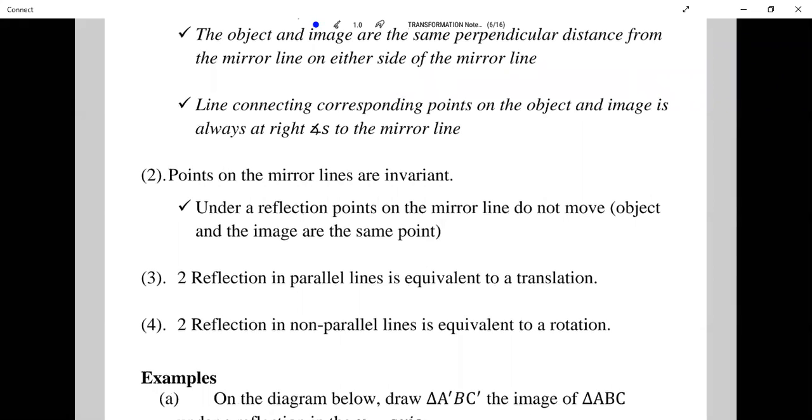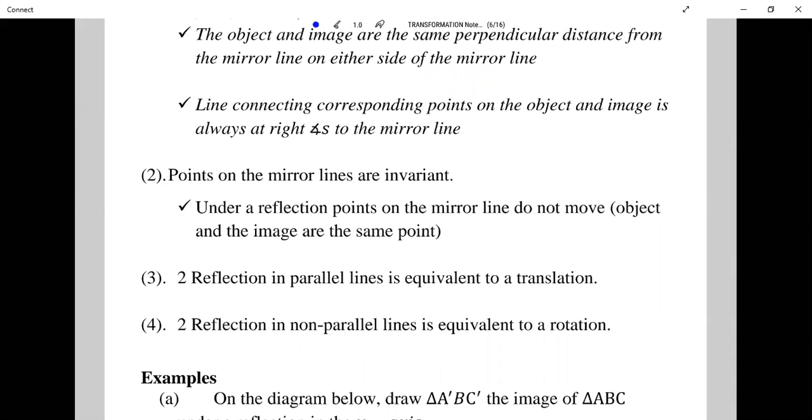Feature number 2 about a reflection. Points on the mirror line are invariant. In a reflection, points on the mirror line are invariant. So under reflection, points on the mirror line do not move. So that means that the object and the image are the same point.